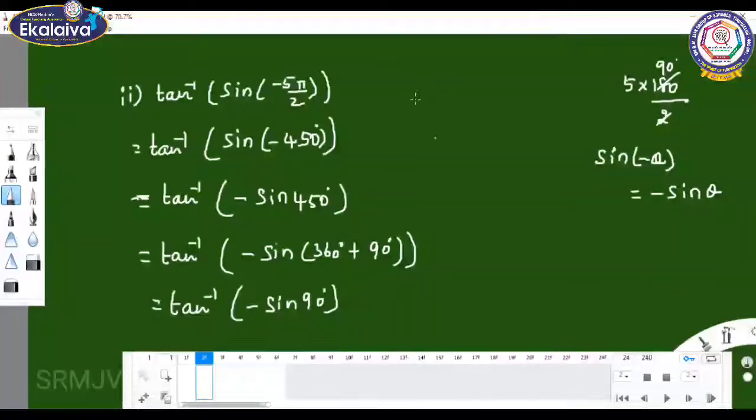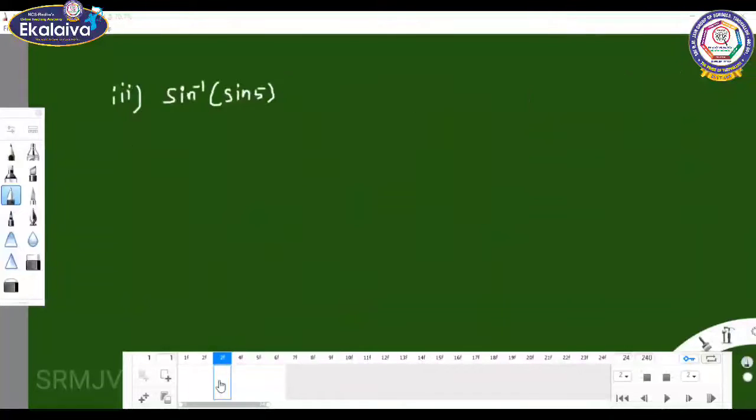What is the value we are getting? Sine 90 is 1, so tan inverse of minus 1 gives minus tan inverse of 1. What is the value? Minus pi by 4. Tan inverse of 1, that is 45 degree. You are getting a value 1, you can see the trigonometric table.